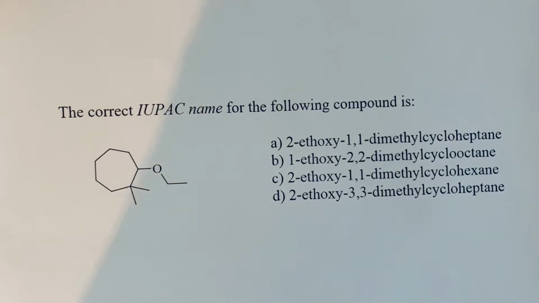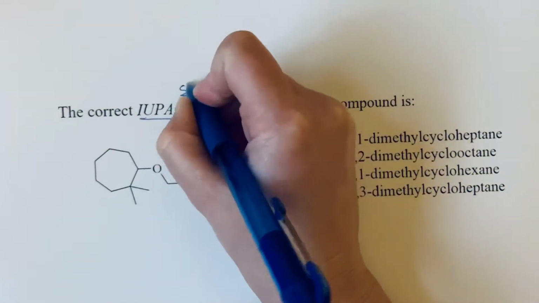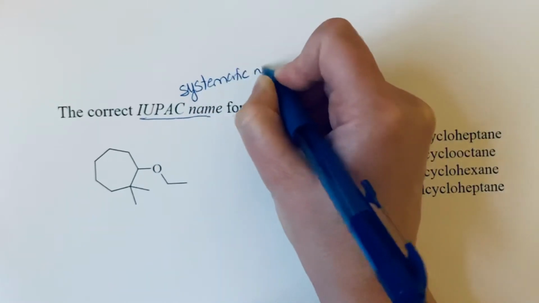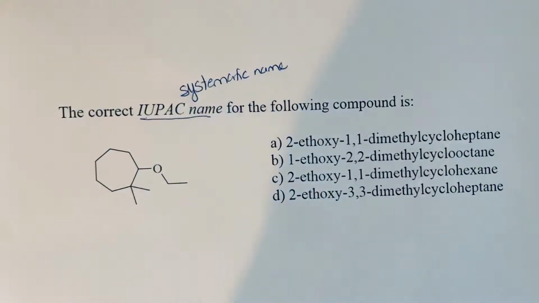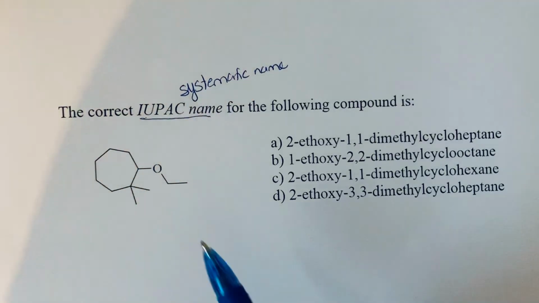The correct IUPAC name for the following compound is... So when we are looking for an IUPAC name, that is to say we are looking for the systematic name. This is our universal system of naming organic molecules. So what we want to do first of all is to find the parent chain. And the parent chain is your longest carbon chain.